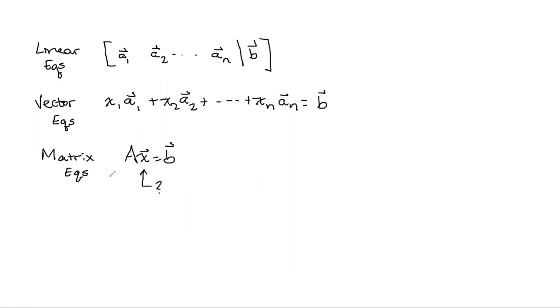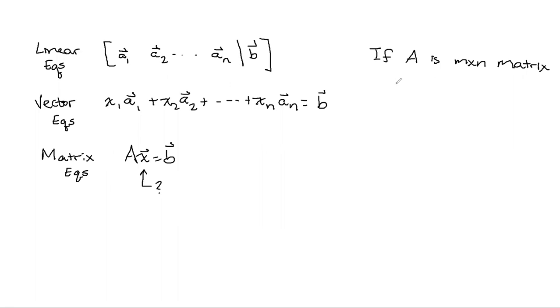So again, our matrix equation is going to have a solution if and only if B is a linear combination of the columns of A. Just as a side note, let's make sure we're keeping track of sizes here. So if A is an M by N matrix, and let's remember what that means, M is the number of rows that A has, and N is the number of columns.